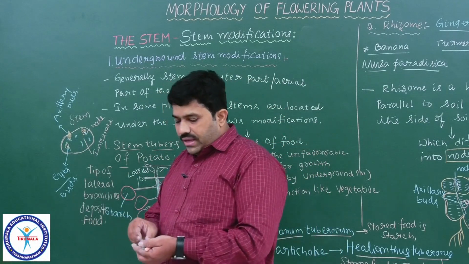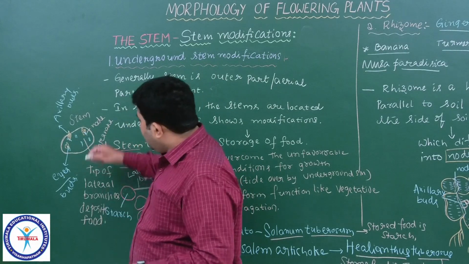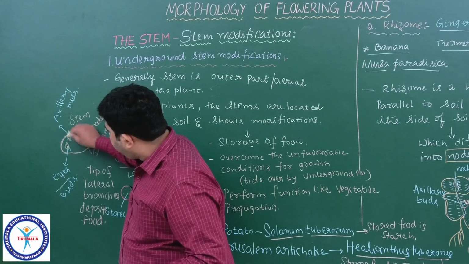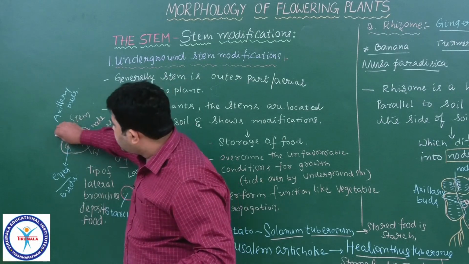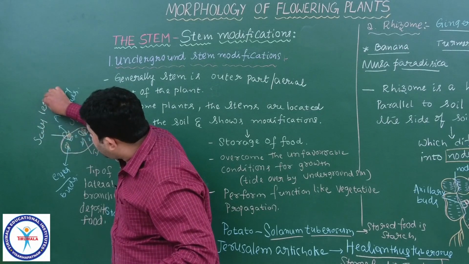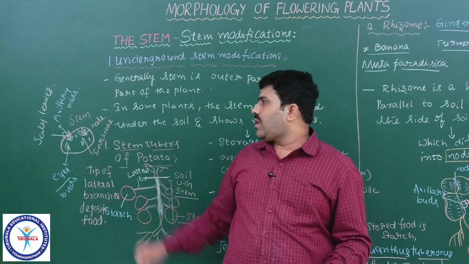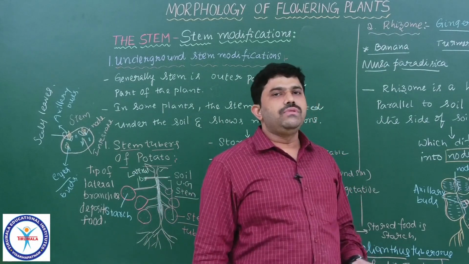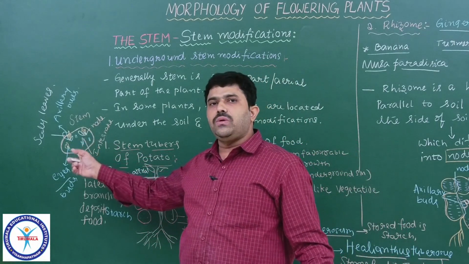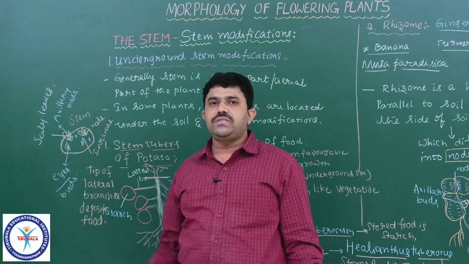Here, from each and every nodal portion, we observe particular dry leaf-like structures projecting. These leaf-like structures we call scaly leaves, which give protection to the young growing buds. In the potato also we observe all these structures, which differentiate the potato into nodes and internodes, and it possesses buds, young growing parts.